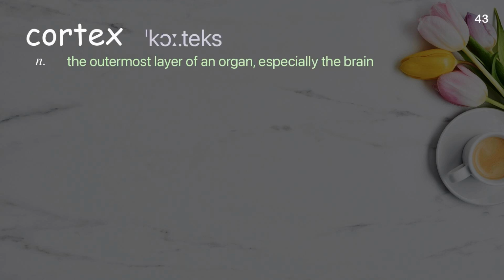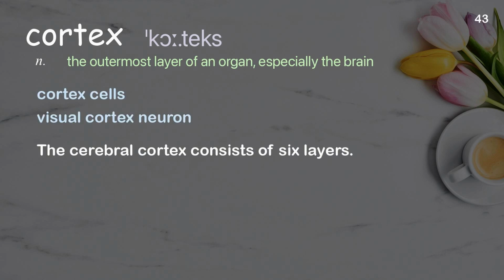Cortex. The outermost layer of an organ, especially the brain. Examples. Cortex cells. Visual cortex neuron. The cerebral cortex consists of 6 layers.